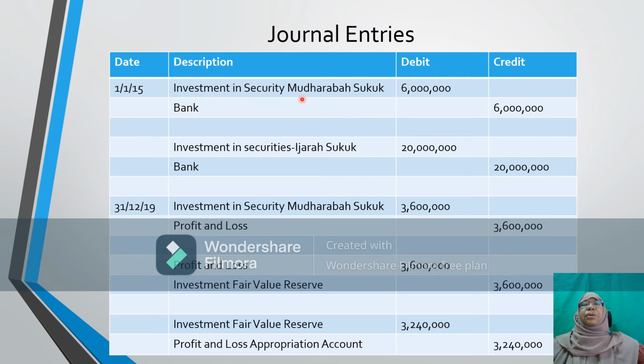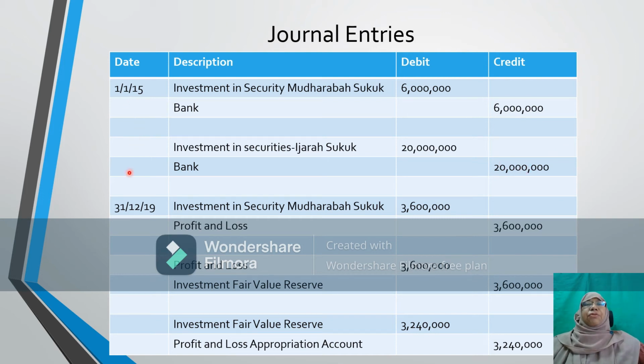So investment in security Mudharabah Sukuk is debited, credited to the bank account. The value is 6 million. The same thing goes with investment in security Ijarah Sukuk. The price is 2 ringgit and the units is 10 million. Therefore, in total, it's actually 20 million paid by Adin Islamic Bank.